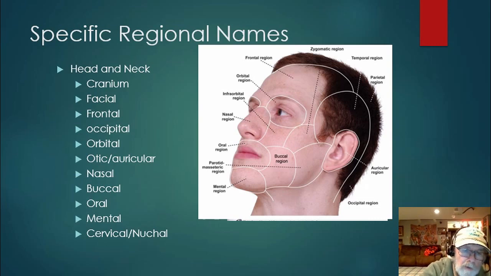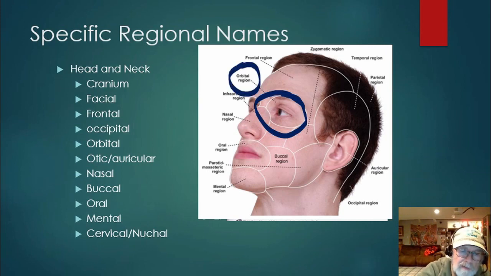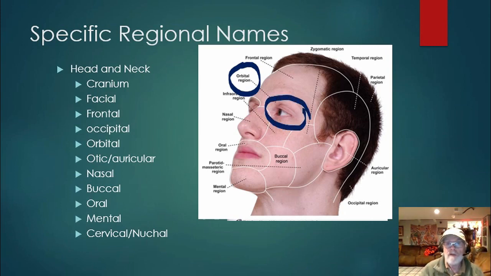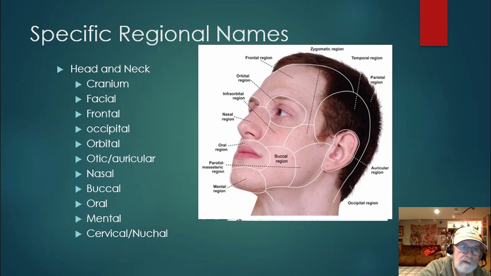Orbital. Orbital is this area right here. The orbital region is around the eye. There's a muscle in there that helps to close the eye. It's called the orbicularis oculi, because it's orbital. It goes around the eye. The socket that the eye fits in the skull is called the orbit. So basically, the eye socket is the orbit. So orbital means the eye region. Okay, so now we've got that. We'll get further.